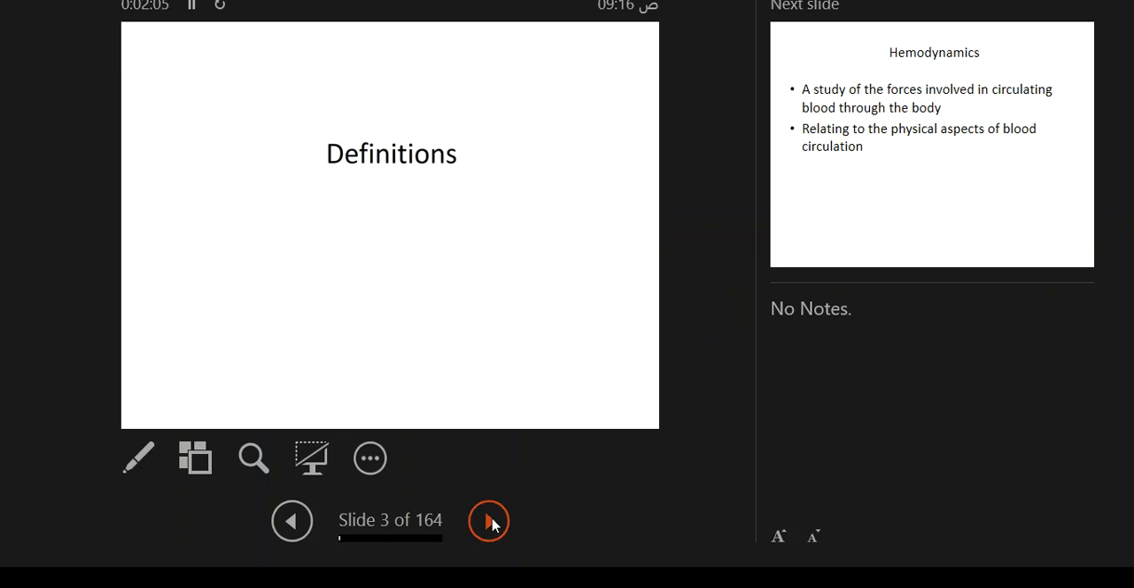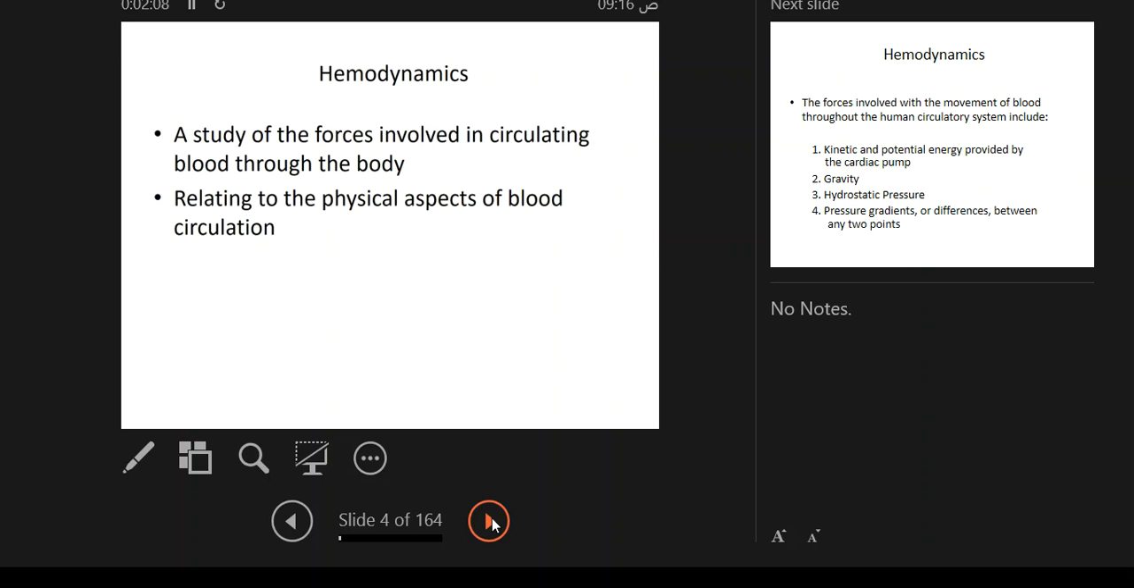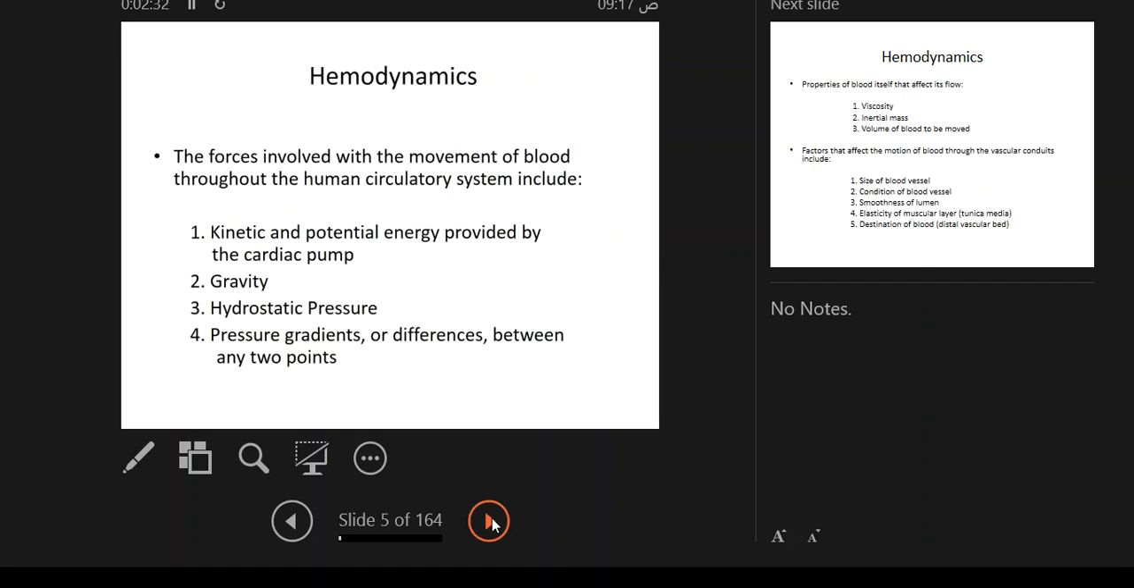The definitions that we need to know are hemodynamics. What is hemodynamics? It is a study of the forces involved in circulating blood through the body. Hemo, blood. Dynamics, movement. Or it is relating to the physical aspects of blood circulation. The forces involved with the movement of blood throughout the human circulatory system include kinetic and potential energy provided by the cardiac pump, gravity, hydrostatic pressures, and pressure gradients or differences between any 2 points. These are what govern the flow of blood.